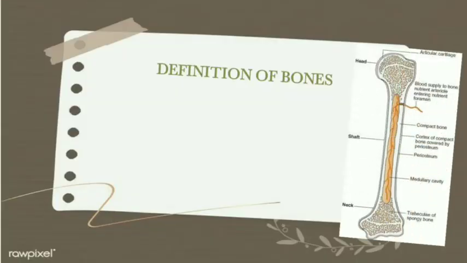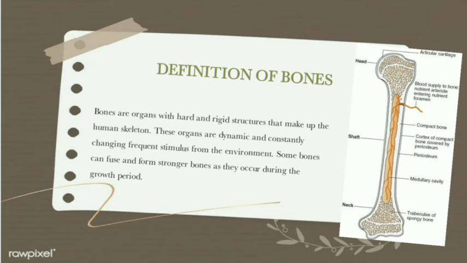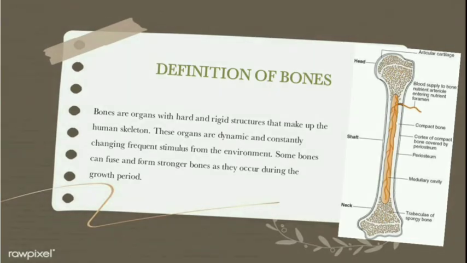Definition of bones. Bones are organs with hard and rigid structure that make up the human skeleton. The organs are dynamic and constantly changing, requiring stimulus for development. Some bones can fuse and form stronger bones, and this occurs during the growth period.